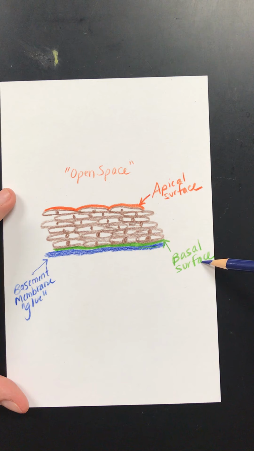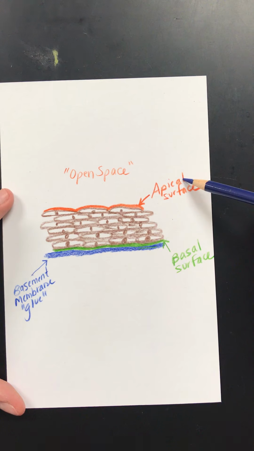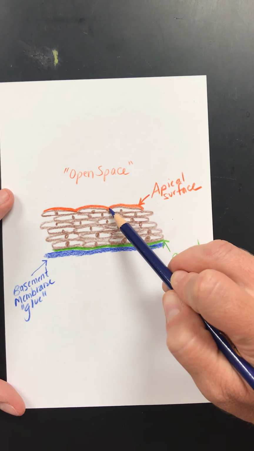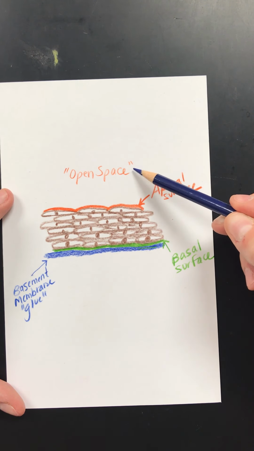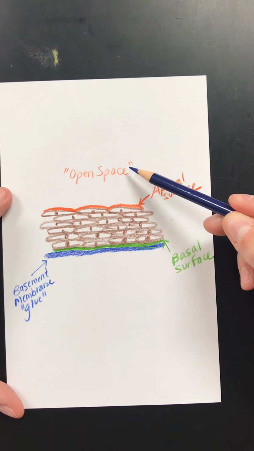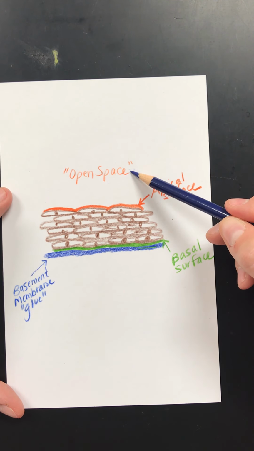So the basal surface is just the bottom surface of the cells, of the epithelial cells, that are anchored to this basement membrane. Okay, so think basal, basement. And then the apical surface is just the surface of the cells that are exposed to the open space or to the open tube or the air.